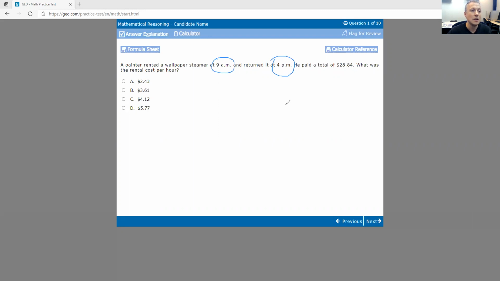Okay, so you need to always find out what the difference is in time when you go from 9 to 4, right? Think of 4 as like after 12, 4 hours after 12. So that's like 16. So 9 to 16, right? 16 minus 9 is 7 hours. So you got 7 hours in between. Paid a total of $28.84. We want to find out the cost per hour.